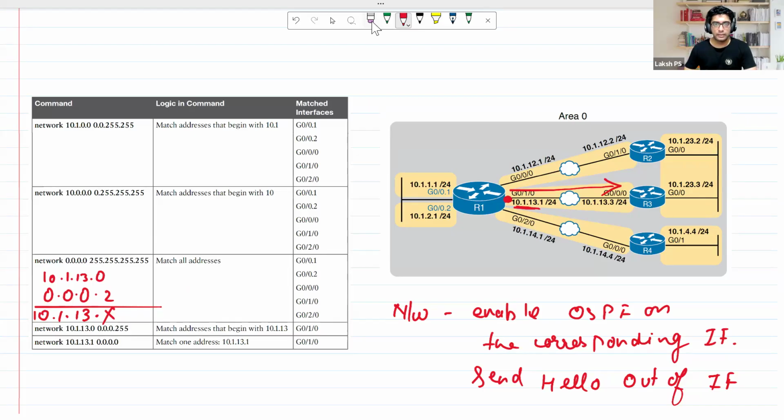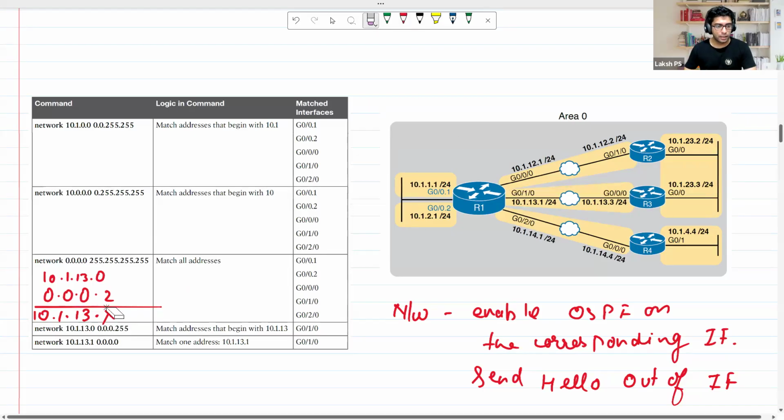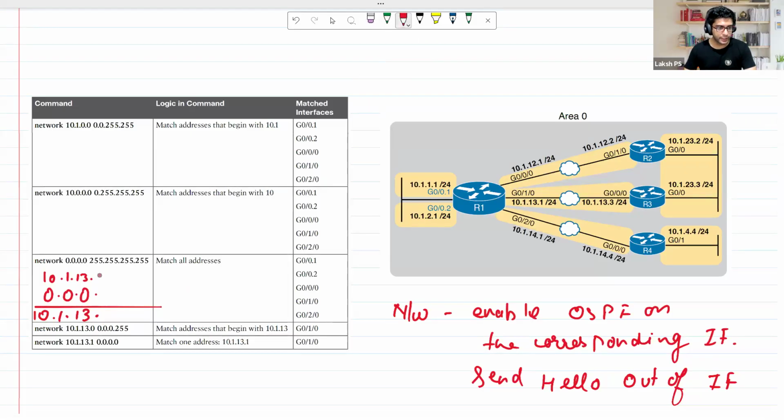The next is 10.1.13.1 and the wildcard mask is 0.0.0.0. So here what OSPF is going to do, it is going to look for this exact IP address. And that interface is this. And out of this interface, OSPF hello messages will be sent. And on this interface, OSPF will be enabled. The rest of the interfaces, they will not be part of OSPF. And through those interfaces, OSPF messages will not be sent.